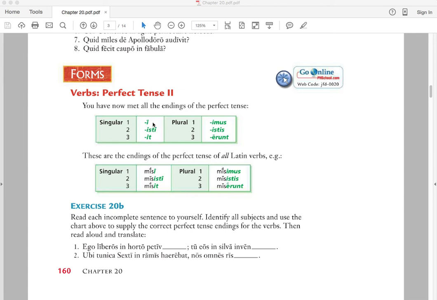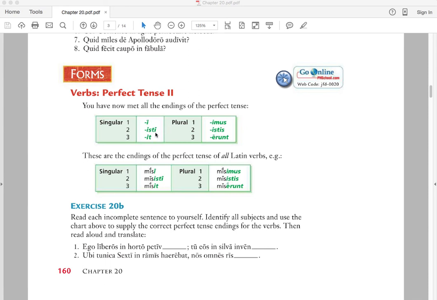Just as you had for present tense, this was an O, and this was an S, and this was a T, and this was a mus, and this was a tis, and this is an NT here for the different persons and numbers, like whether I love or he loves or we love. This is the endings for perfect tense.